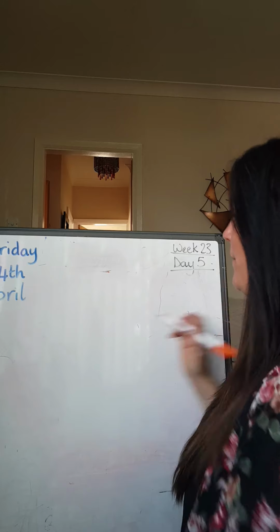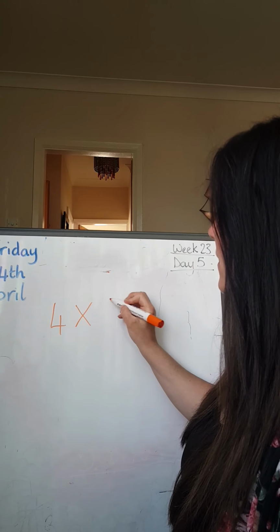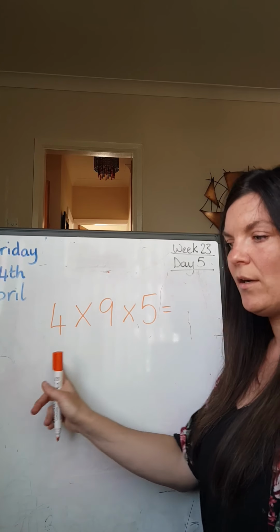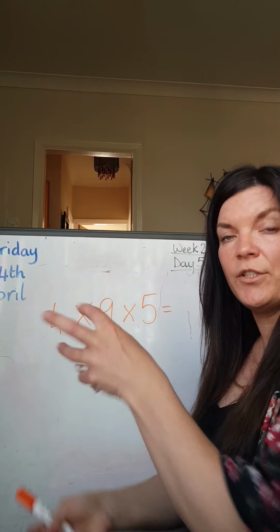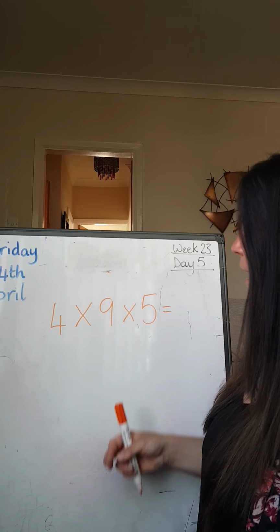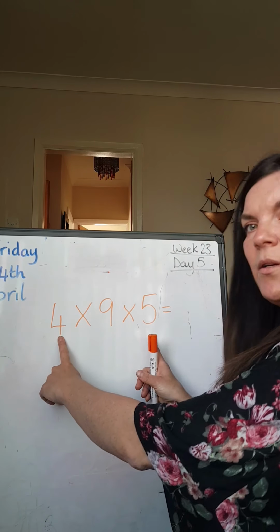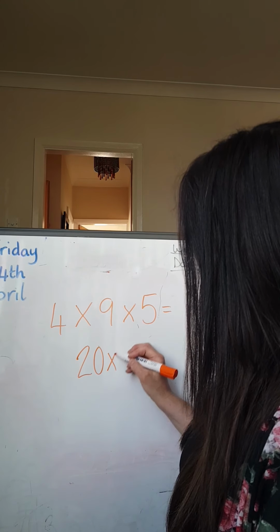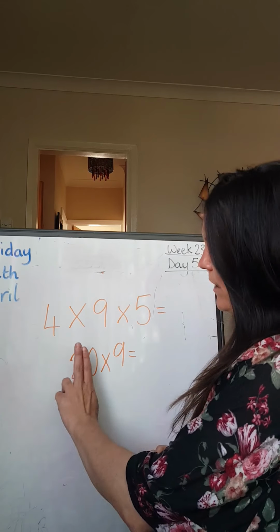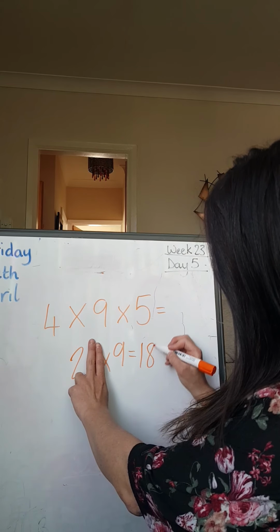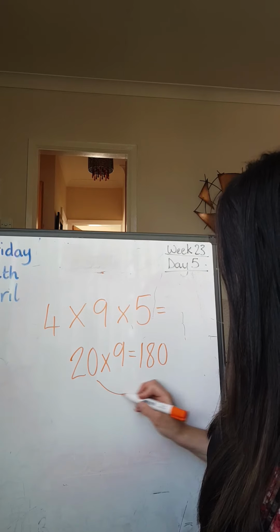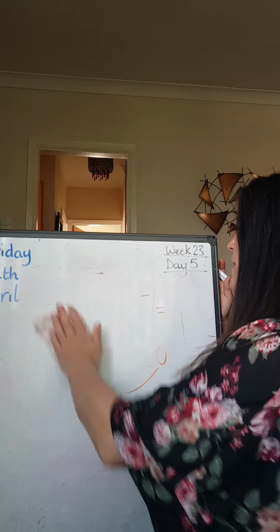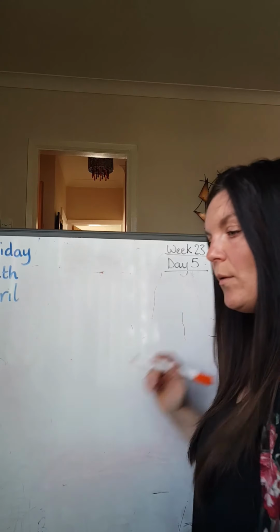Question number 3. 4 times 9 times 5. Remember, you can do these in any order because they're commutative. Multiplication you can do in any order and you still get the same answer. I think I'm going to do it this way because I know 4 times 5 is 20. And 20 times 9, I can use the little smile on your maths trick. I could do 2 times 9, which is 18, and then drag across the 0. Smile on your maths. Which way round did you do it? Did you get the same answer as me? Let's prove that you can do it in any order.